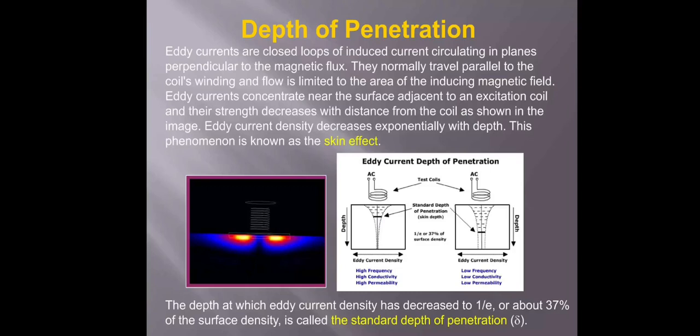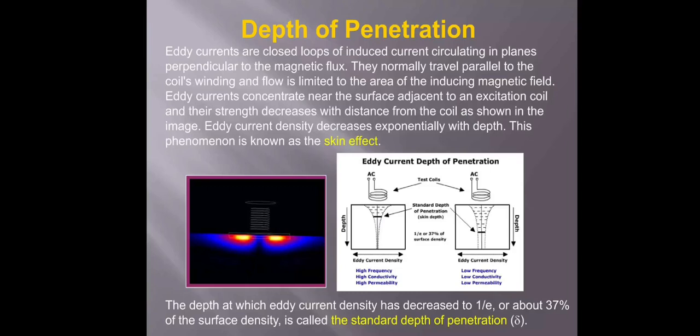Depth of penetration. Eddy currents are closed loops of induced current circulating in planes perpendicular to the magnetic field. They normally travel parallel to the coil winding and flow is limited to the area of the inducing magnetic field. Eddy currents are concentrated near the surface adjacent to an excitation coil and the strength decreases with distance from the coil as shown in the image.